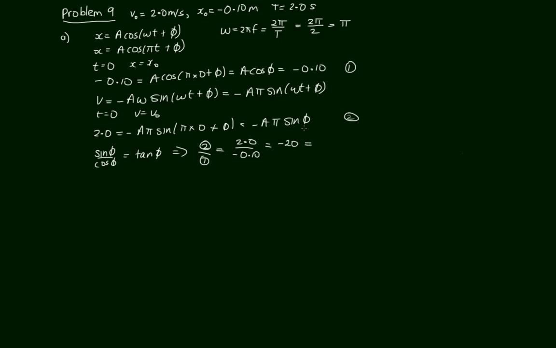And that is equal to, on the right-hand side of this, we've got minus a pi sine phi. And here on the right-hand side, we've got a cos phi. And so these a's cancel out, and the negatives also cancel out. So we can write this as 20 over pi is equal to sine phi on cos phi, and we know that this is equal to tan phi. So then using the calculator, we can say phi is equal to the inverse tan of 20 over pi.